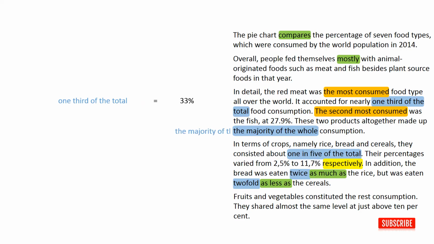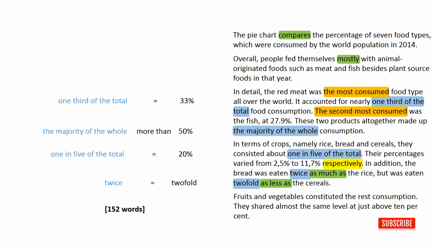1/3 of the total means it is 33%. The majority of the whole is more than 50%. 1 in 5 of the total equals 20%. And twice means twofold.